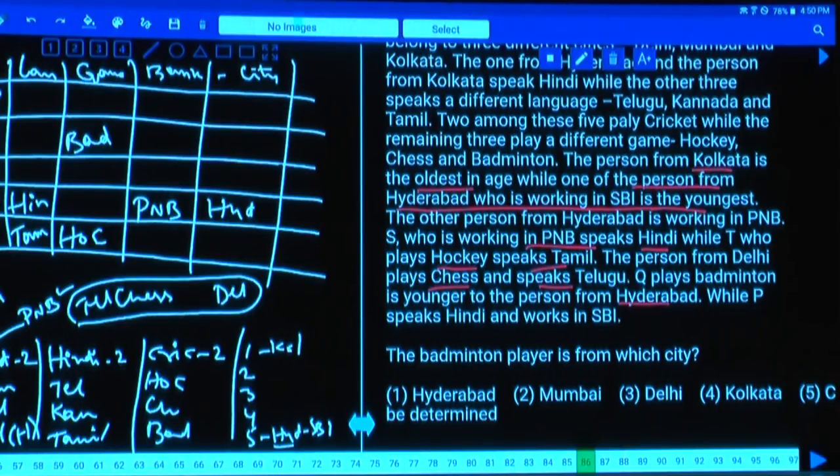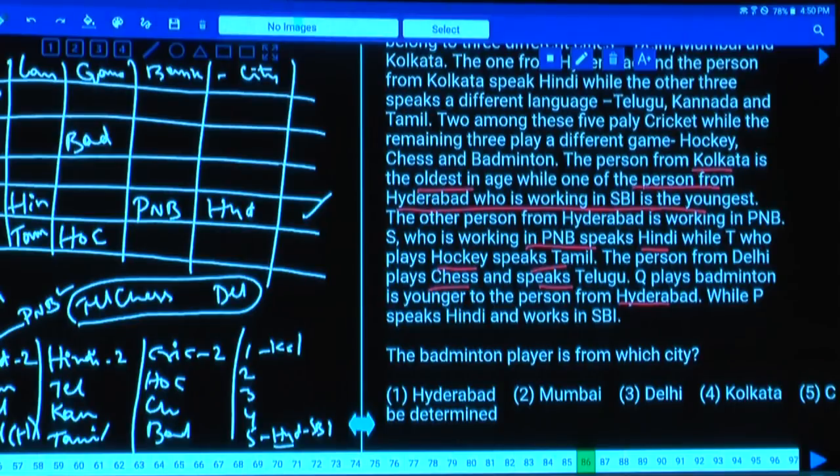While P speaks Hindi, P is from which place? P is from Kolkata.